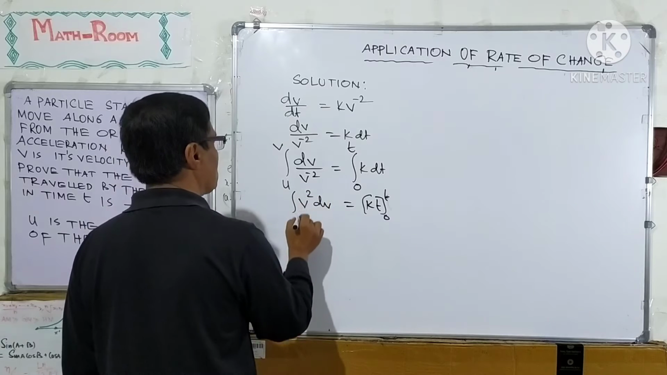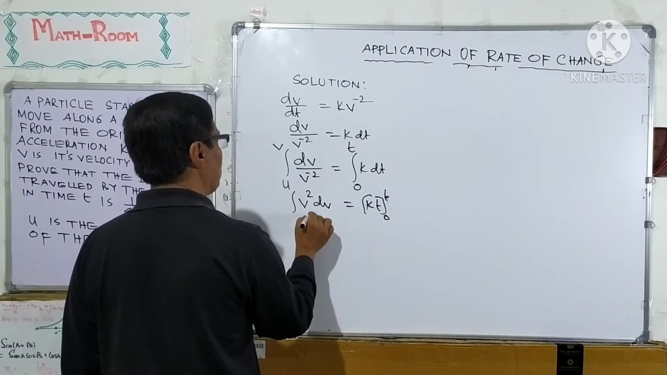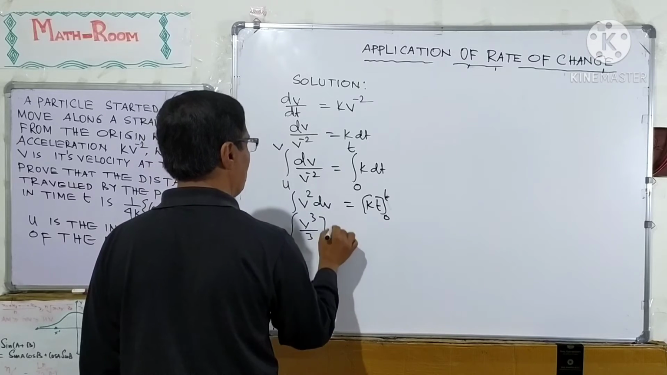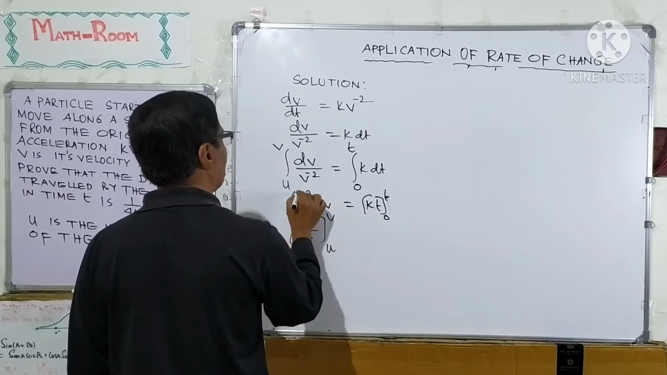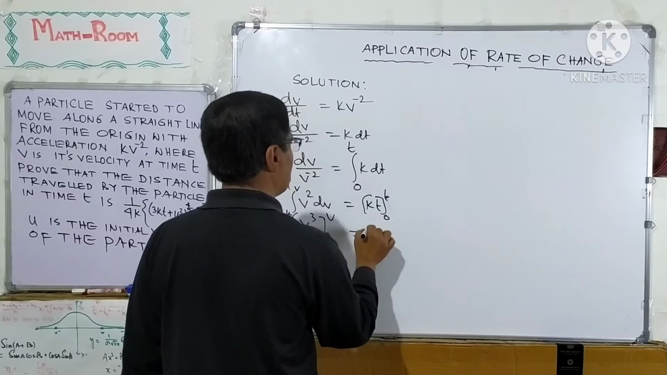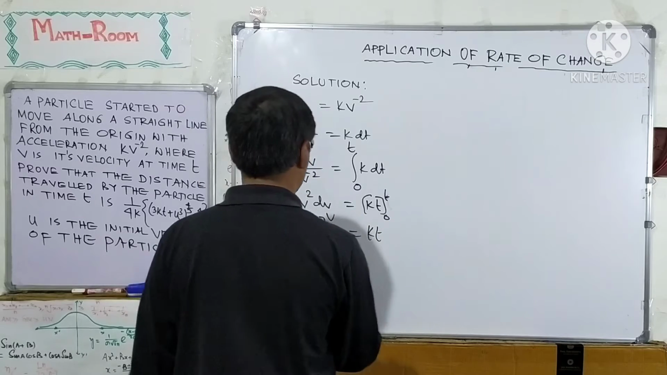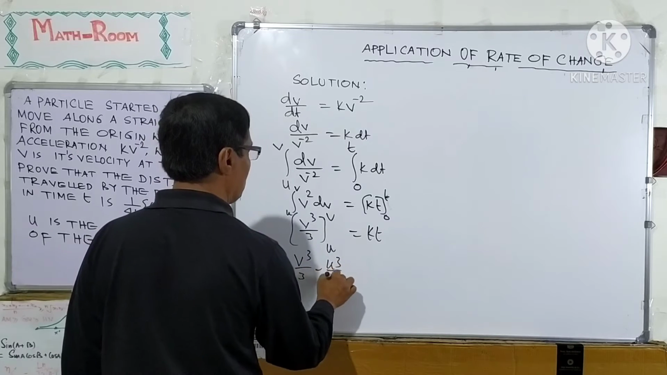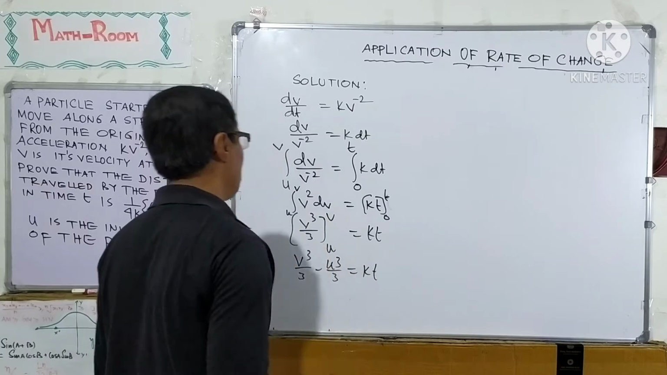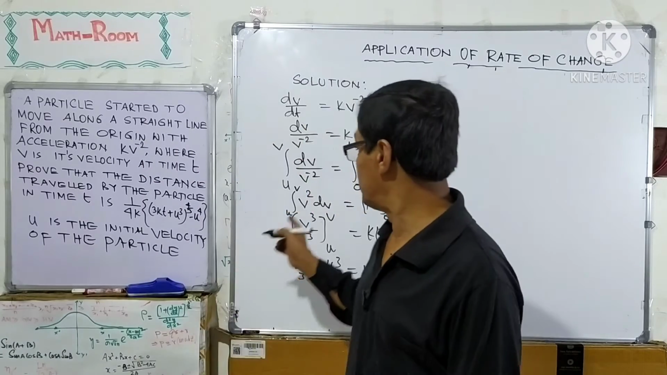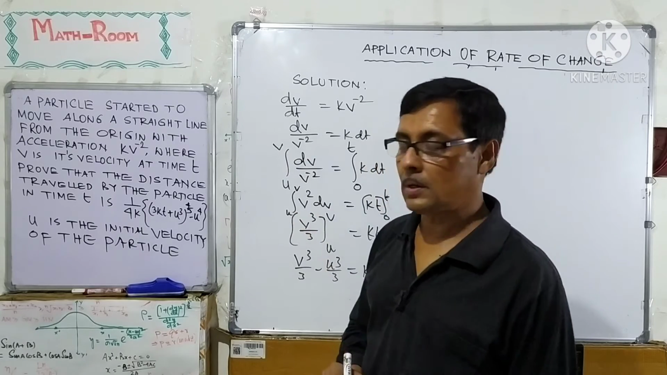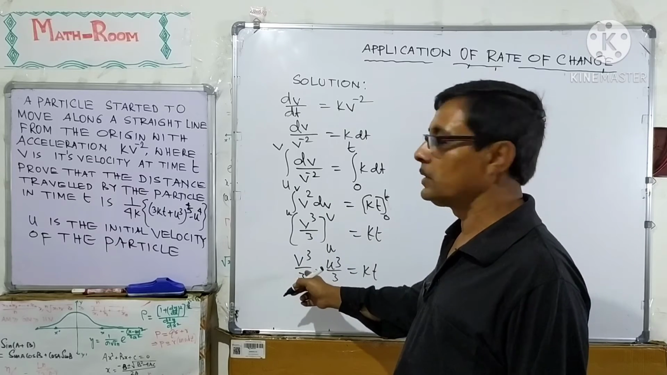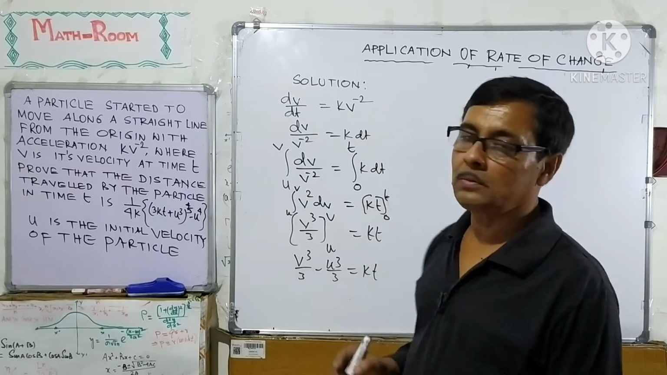So, the integration gives v to the power 3 over 3, with the limit taken as u to v, here also u to v, and this equals kt. So, v cube over 3 minus u cube over 3 equals kt. We have put the two limits, upper limit and lower limit, on this integral, so the value of this integral is v cube over 3 minus u cube over 3 equal to kt.